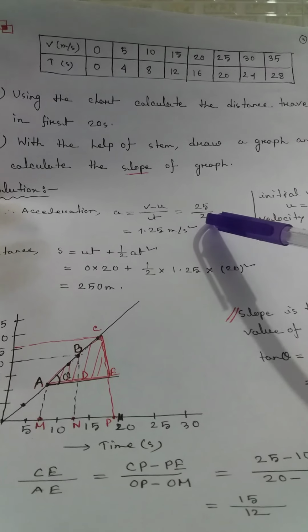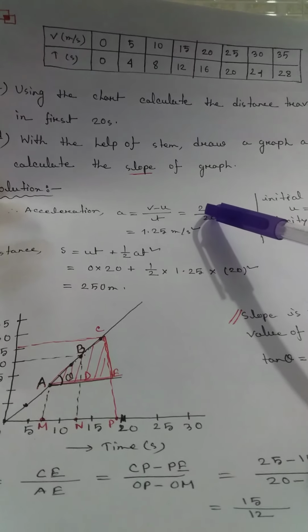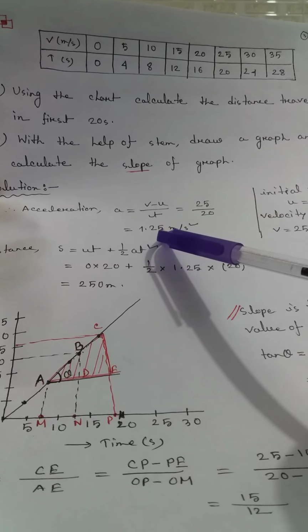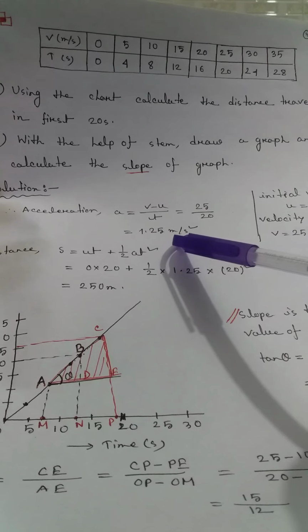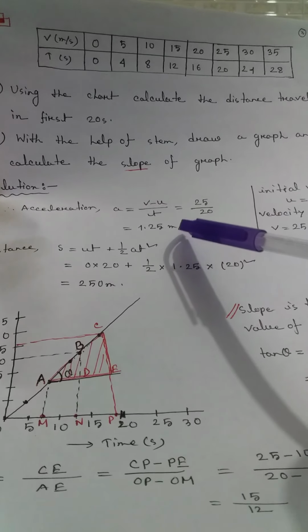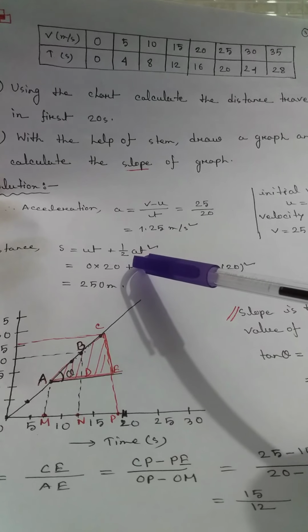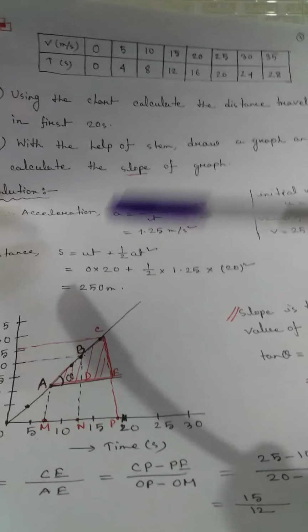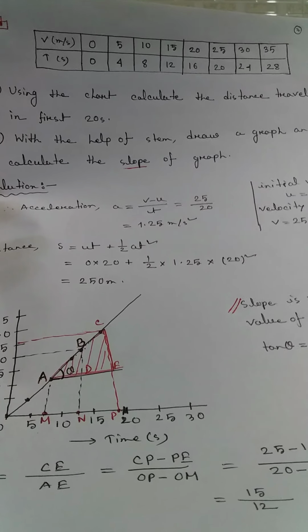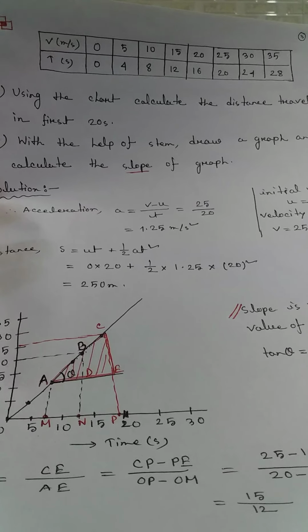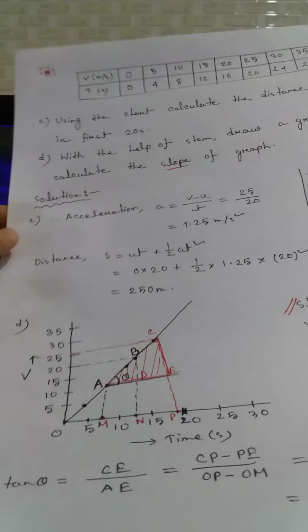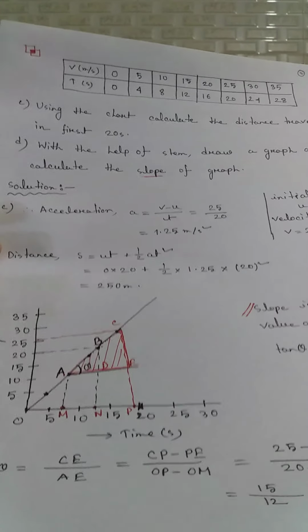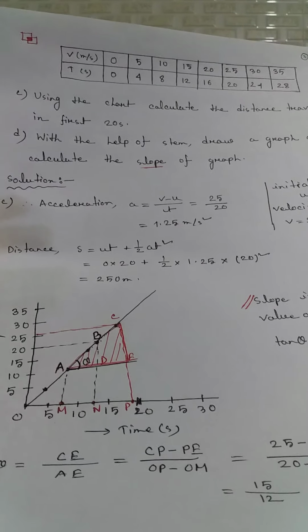For 20 seconds, the velocity is 25 meter per second. That means acceleration will be 1.25 meter per second square. Using this value in the equation, we can get the total distance for 20 seconds. This will be 250 meter. This is a simple calculation, and now we will proceed to our next question.